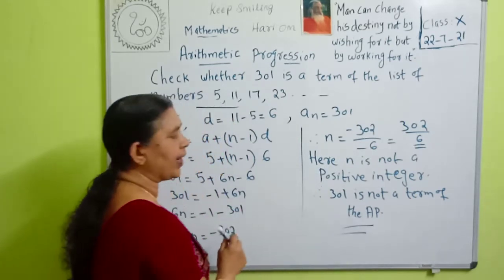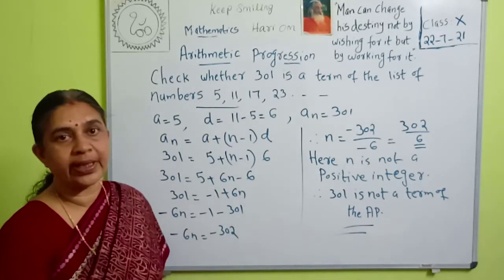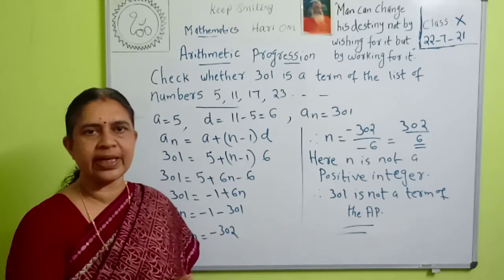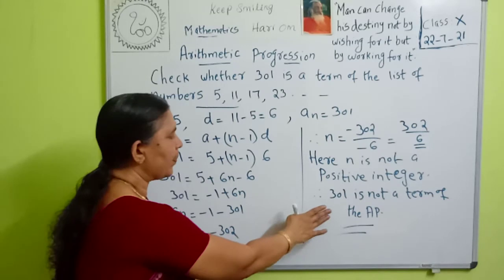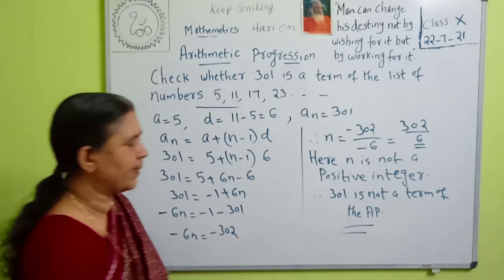Here n is not a positive integer. So if 301 is a term of the AP, then n must be a positive integer. Here n is not a positive integer. Therefore what we can say? Therefore we can say that 301 is not a term of the AP.